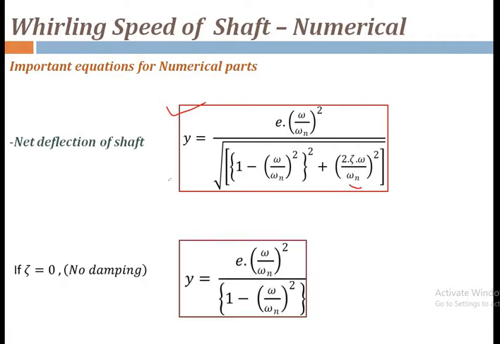If there is no damping force in the system, or if damping force is neglected, then the deflection of the shaft can be calculated by following equation: E into (omega by omega n) whole square divided by 1 minus (omega by omega n) whole square.